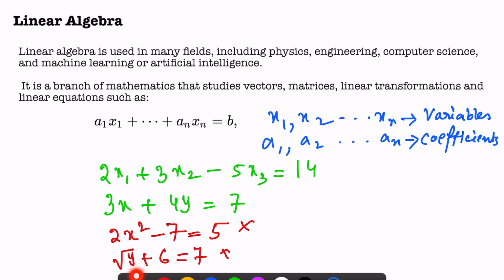Now we'll discuss more about linear equations later in one of the videos in this playlist, but now we'll start with the basic building blocks of linear algebra, that is scalars and vectors.